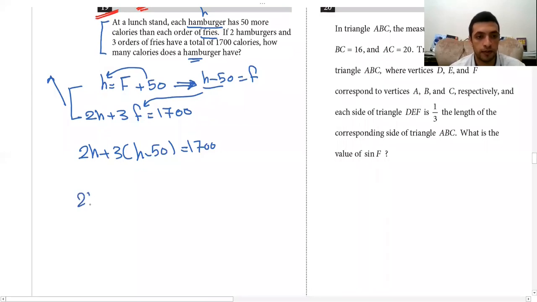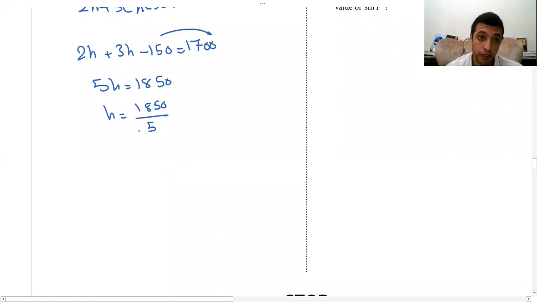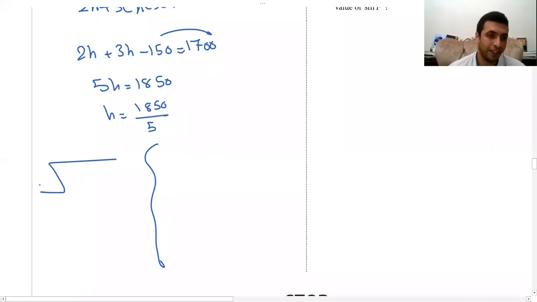So 2H plus 3 multiplied by H, which is 3H, minus 150 equals 1700. Take this one here and add the H's. So 5H equals 1850. All right, please stop here. How am I going to do this without a calculator? We have two ways. First way, long division. I believe a lot of you hate it, but some of you know how to do it, so please do it if you know.